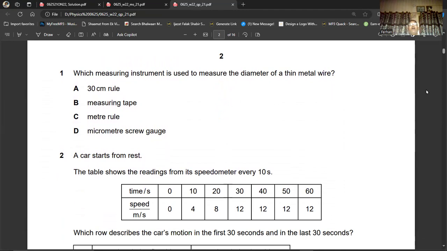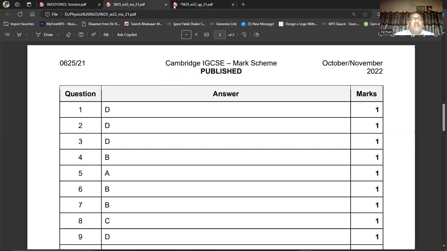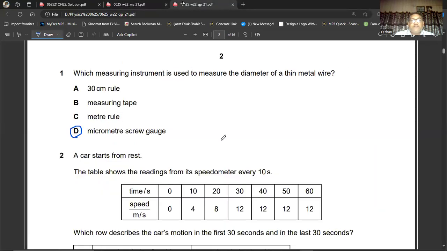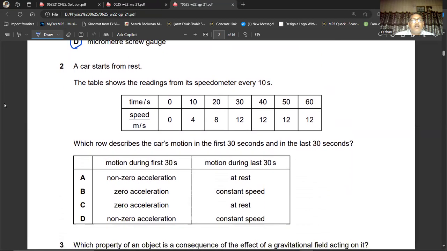Okay, so question number 1 is showing up on your screen. Which measuring instrument is used to measure the diameter of a thin metal wire? The diameter of very thin metal wires is always measured with the help of the micrometer screw gauge. So we use the micrometer screw gauge. I think D is the option, sir. D is the right option. So we will go to the next part, and the next part is question number 2.